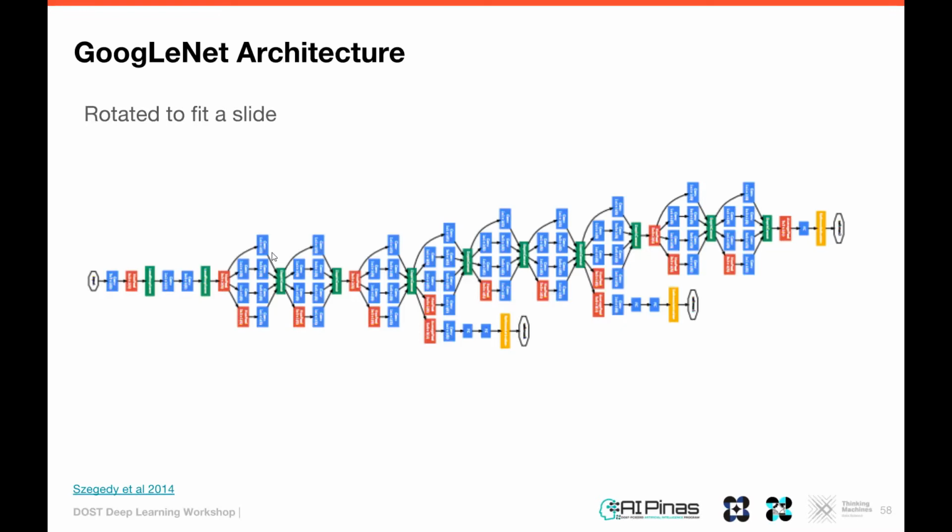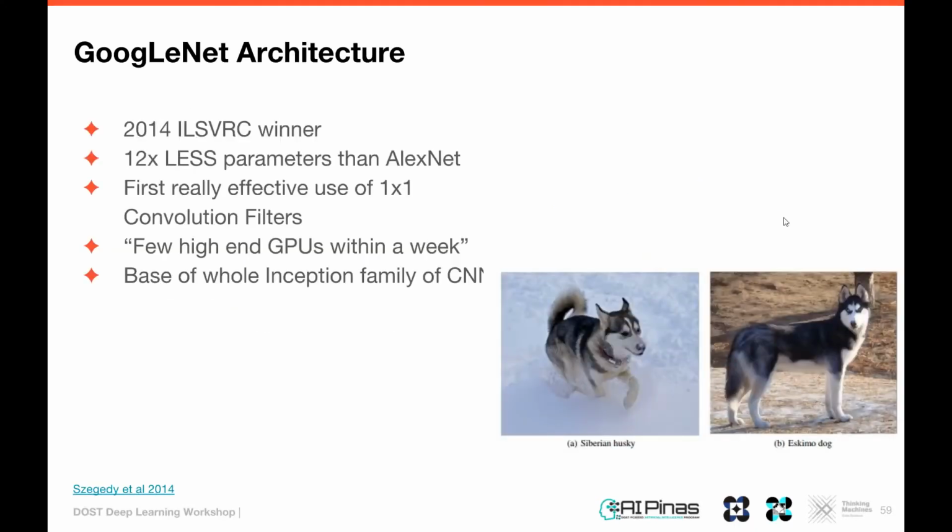Between 2012 and 2014, there were huge advancements in processing power and in people's understanding of convolutional neural networks. So this is the GoogLeNet architecture. In that time, computer scientists got really sophisticated about how they build these models, to the point where this is the architecture of GoogLeNet, much more complex than AlexNet. This won the ILSVRC in 2014. Funnily enough, it uses 12 times fewer parameters than AlexNet, and it represented the first really effective use of one-by-one convolution filters.